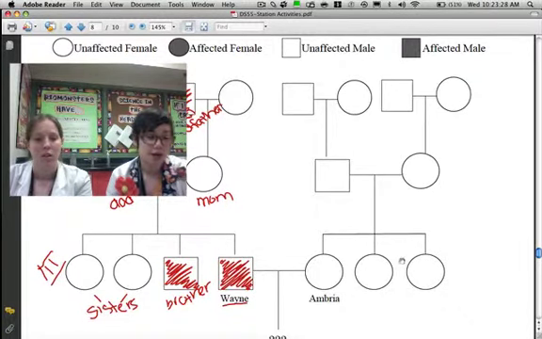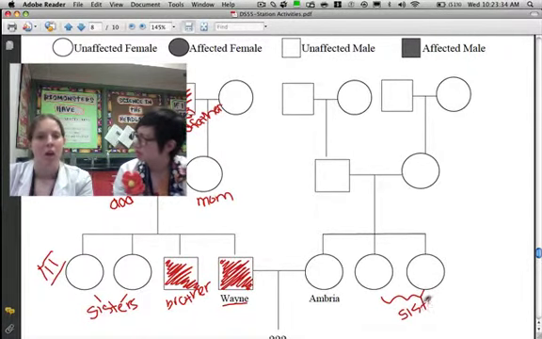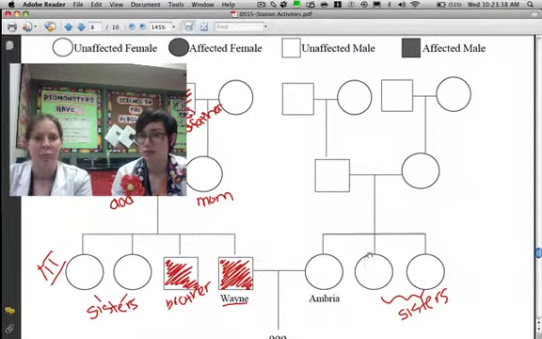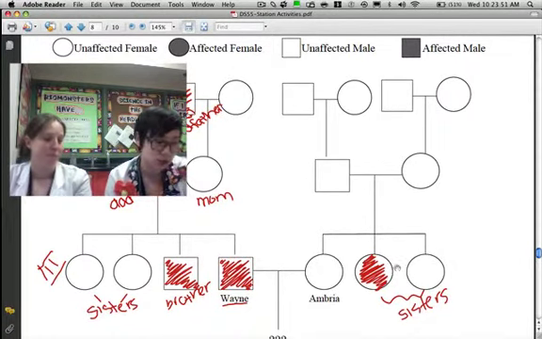Okay, but Ambria has two sisters, and one of them has CF. So what are we going to do if we have two? Can we just pick and choose? In this case, we can, because it didn't specify which sister it is. We're just going to go ahead and pick one of these sisters and shade them in. Okay. So only one out of the three children, in this case all the children were girls, actually has the particular disease. Right.